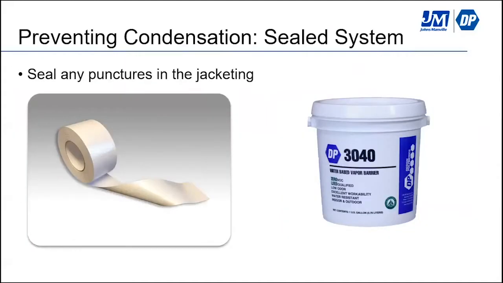Again, as mentioned earlier, the vapor retarder is critical to keeping the system running well. There's a couple ways to ensure that if there is a jacket puncture or seam that it is sealed up. One is to use a tape that has the same perm rating as the facing, or you can use mastics as well. Those, again, need to be at the specified perm rating requirement for that system.